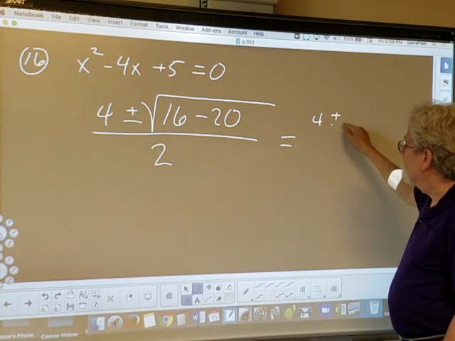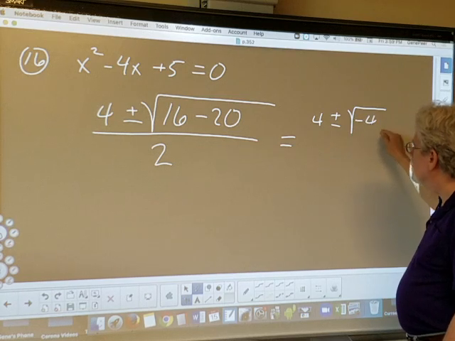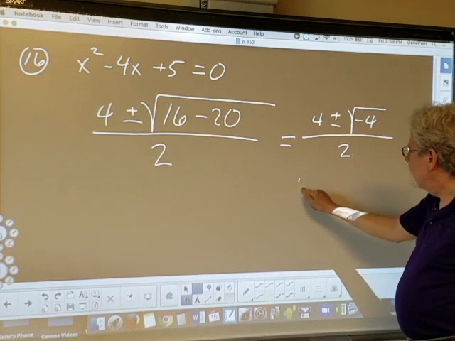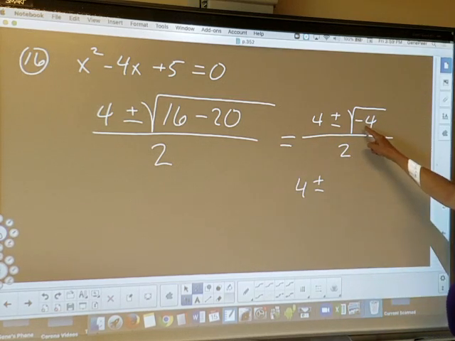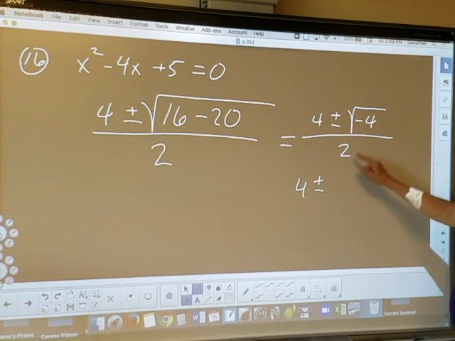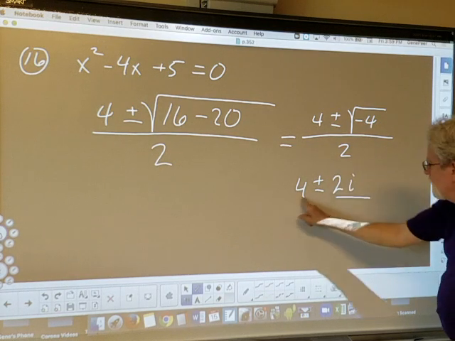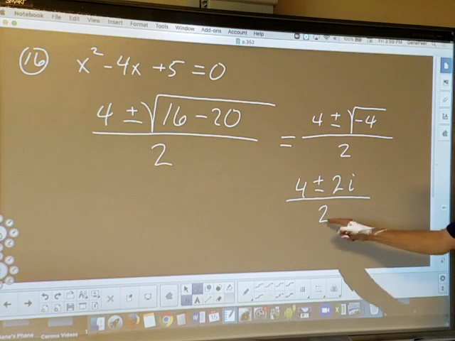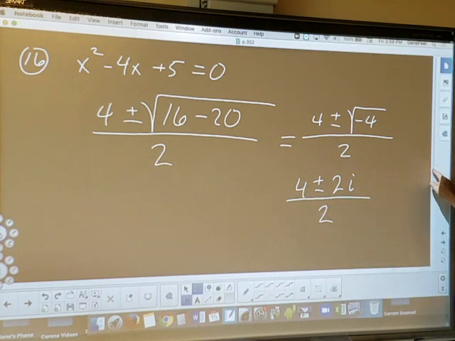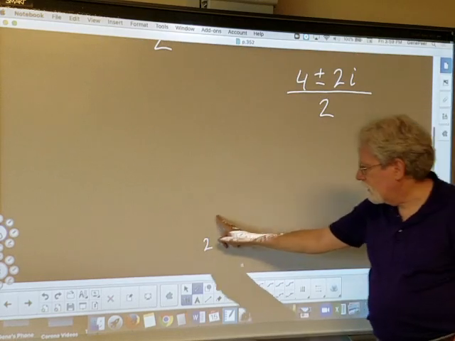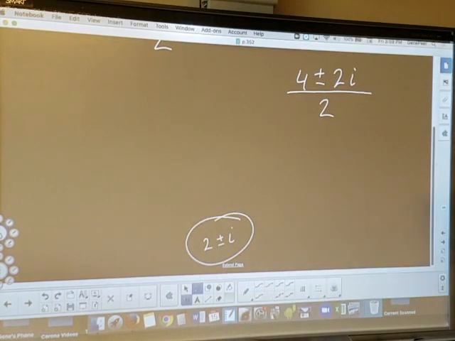4 plus or minus square root of negative 4 over 2. That'll be 4 plus or minus, this becomes 2i, 2i over 2, but we reduce our fractions. That'll be 2 plus or minus 1i. 2 plus or minus i. Ta-da!